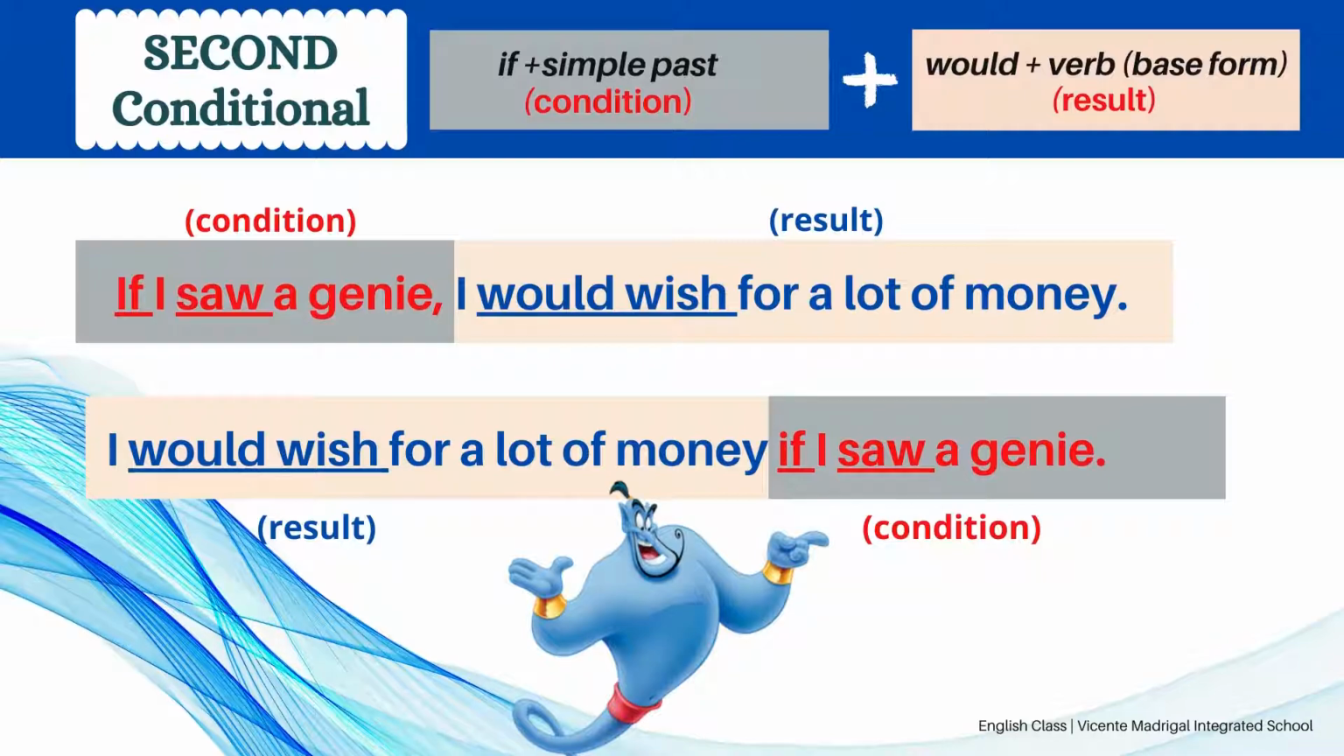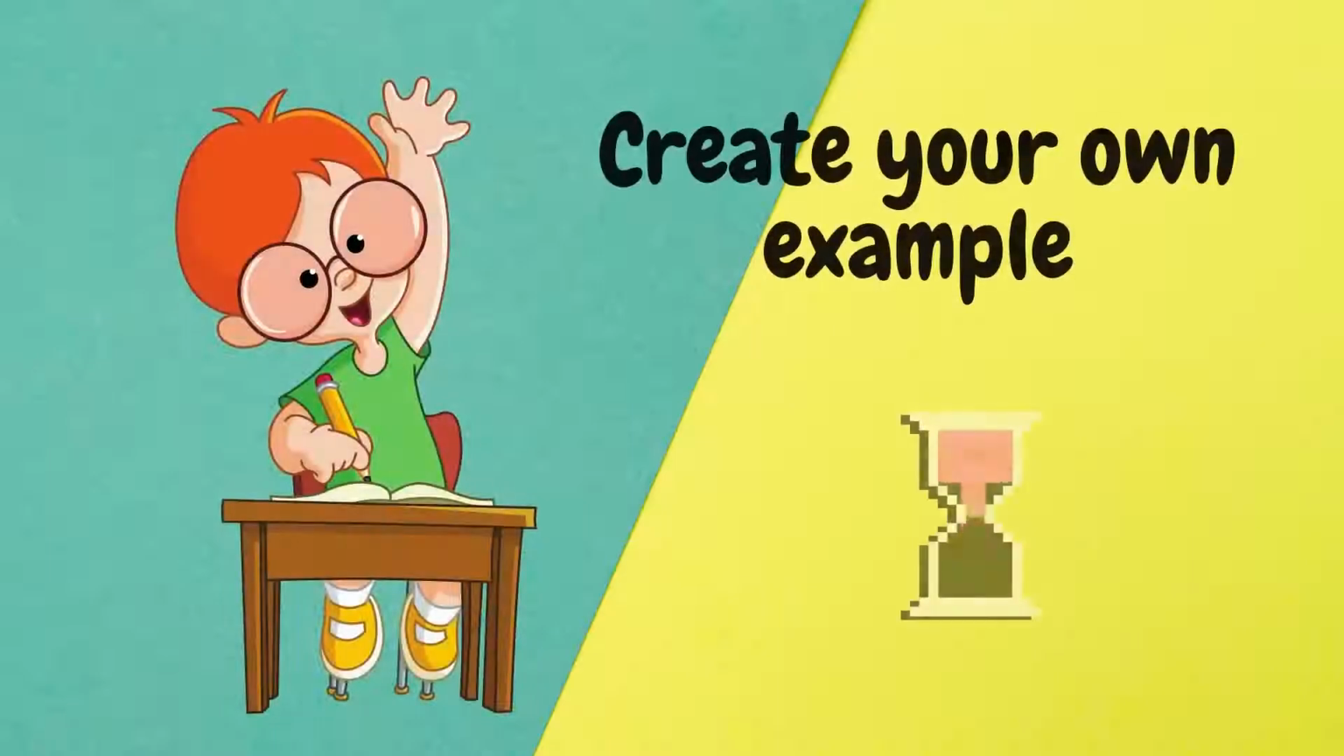We use would plus the verb wish, which is in the base form. This is second conditional because it talks about a situation that is very impossible to happen. Genies are not real, so we don't have any chance to meet them. Note that we did not use comma to separate the parts when we interchange the positions of the clauses in the sentence. Did you get it? I hope so. Time to make your own sentence for the second conditional.